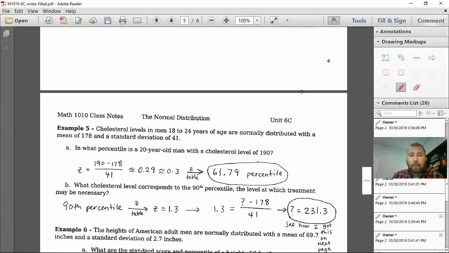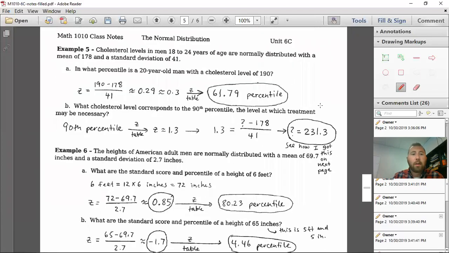Okay. So some examples of this now, where we're going to go from z-scores to percentiles and answer some word questions about that. So cholesterol levels, men 18 to 24, so young men, keep that in mind for this problem. The cholesterol levels are normally distributed. They have a mean of 178, standard deviation of 41. Again, another body measurement of some kind that we're seeing being normally distributed.